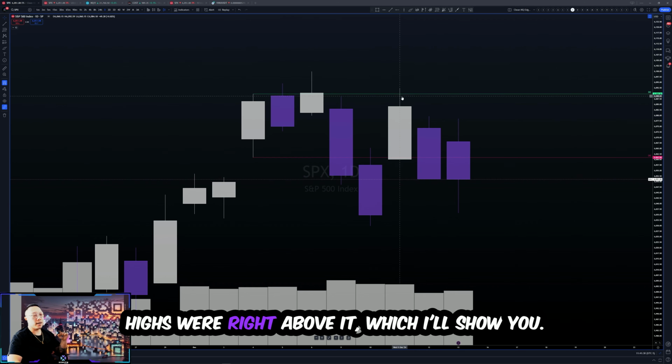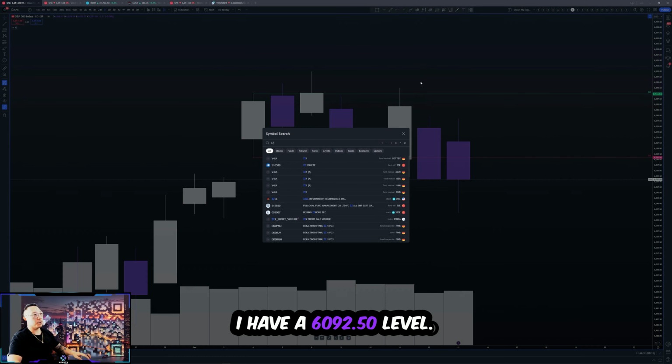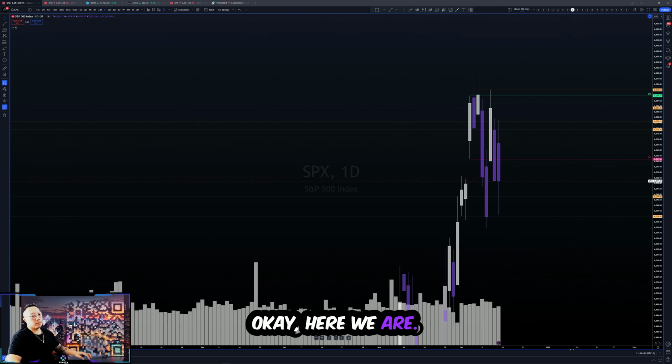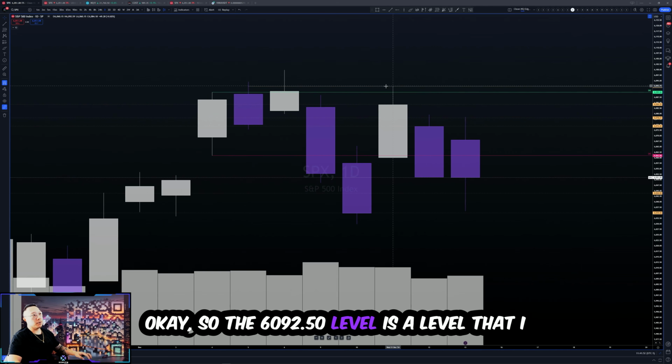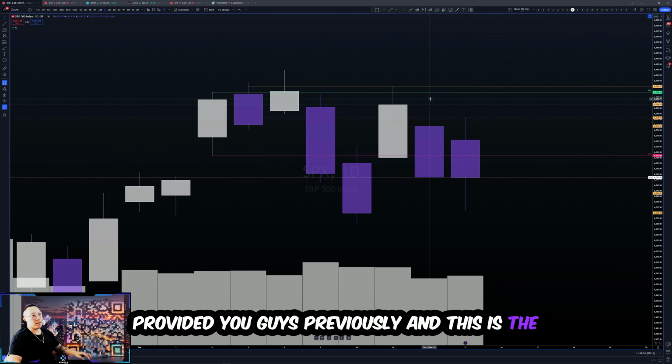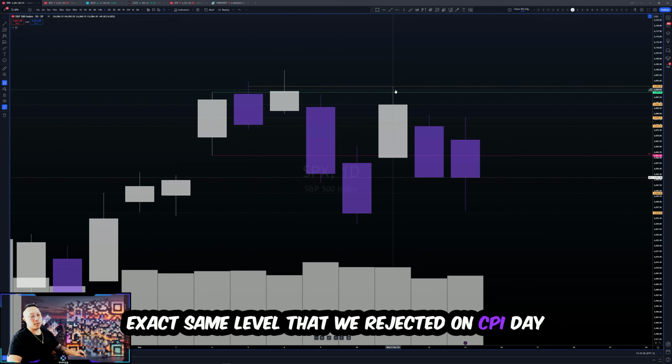The highs were right above it, which I'll show you. I have a 6092 level. Okay, here we are. So the 6092.50 level is a level that I provided you guys previously. And this is the exact same level that we rejected on CPI day.